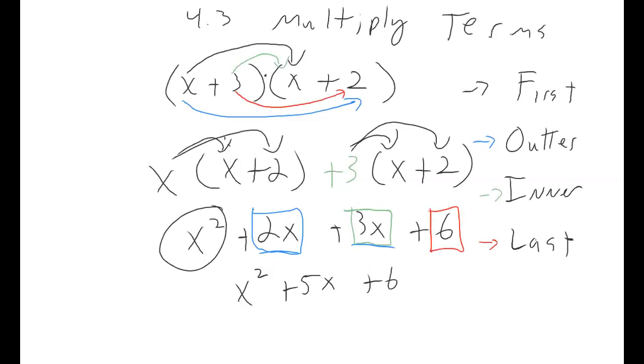So FOIL just lets you skip this step of rewriting it. But that is what you're doing when you FOIL. You're making sure you distribute through everything. And then a lot of times, like I said, the two middle terms will probably be able to be combined because they have the same variable, same exponent.